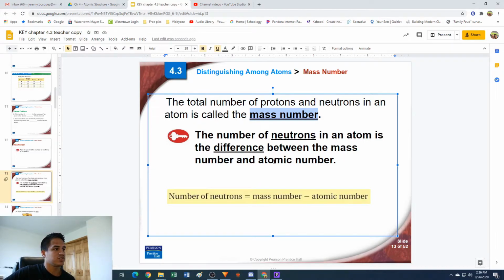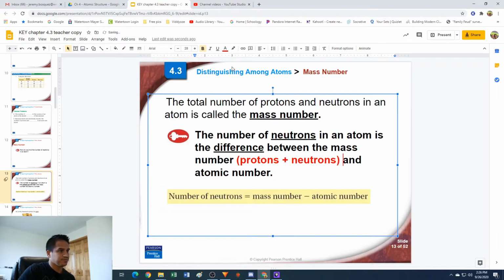Okay, and again, just to remind us here, let's even put this in red. Mass number is protons plus neutrons, and the atomic number, by definition, is just protons, okay, just the number of protons. So if you take the mass number minus atomic number, we get the number of neutrons. And they have a little equation down here for you.